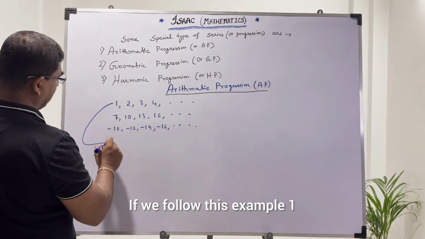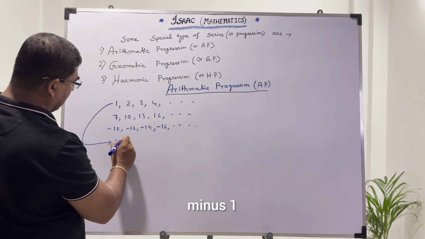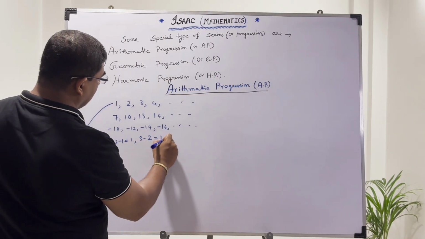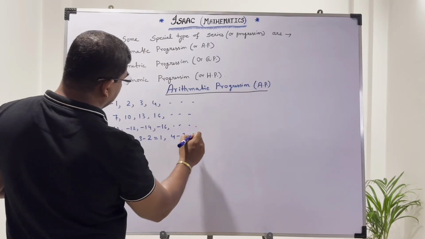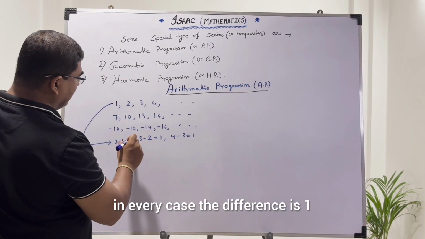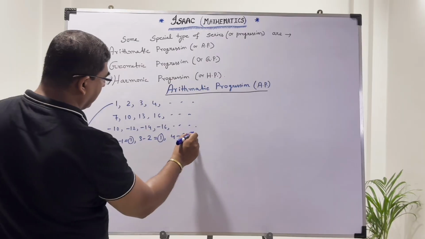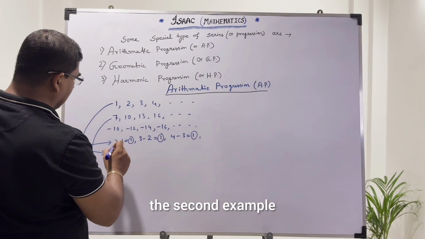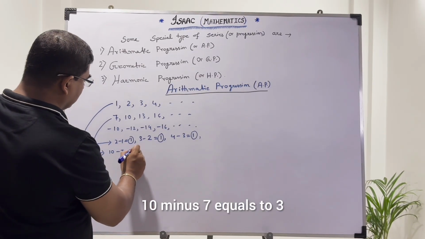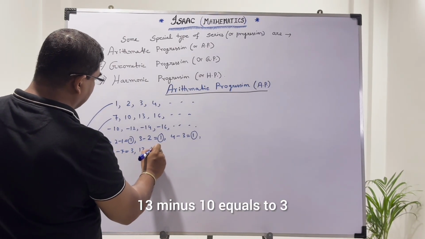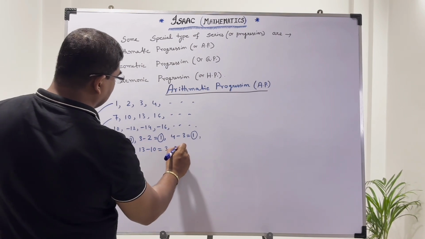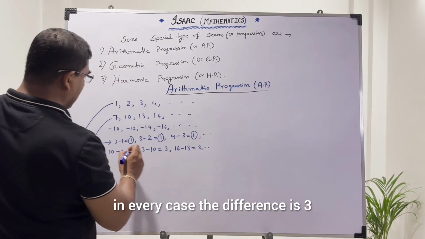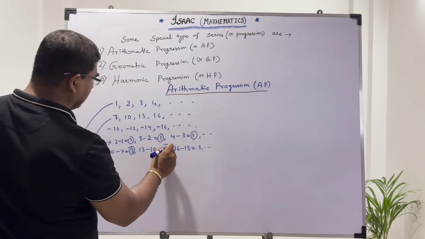If we follow this example 1, then 2 minus 1 will give 1. 3 minus 2 will give 1. 4 minus 3 will give 1. That is, in every case, the difference is 1. If we follow the second example, 10 minus 7 equals to 3. 13 minus 10 equals to 3. 16 minus 13 equals to 3. That is, in every case, the difference is 3.